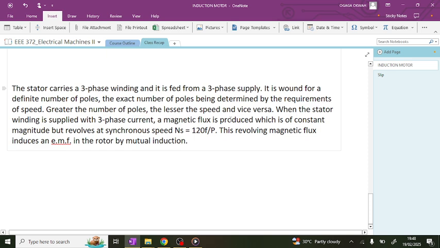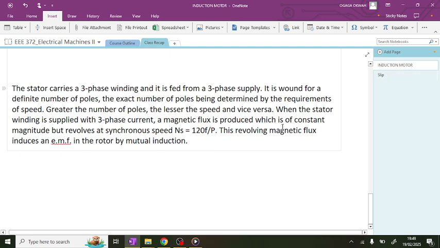So when the stator winding is supplied with three-phase current, a magnetic flux is produced, which is of constant magnitude but revolves at synchronous speed ns, and this is the formula for it. What we mean by this is a magnetic field or magnetic flux being produced which has a constant magnitude but it revolves. This rotation of a magnetic field, we will talk more about in the topic slip, in the next video.